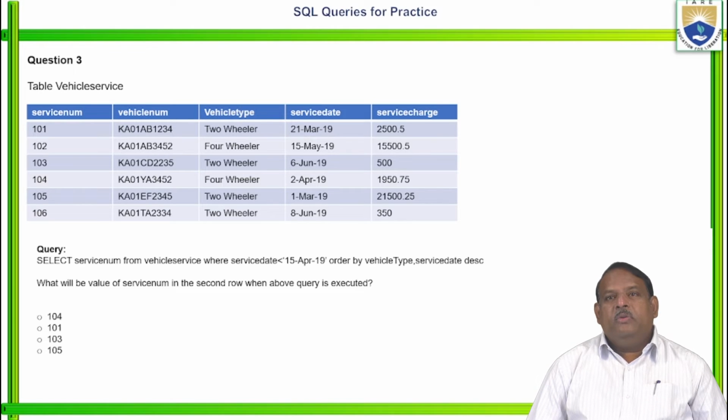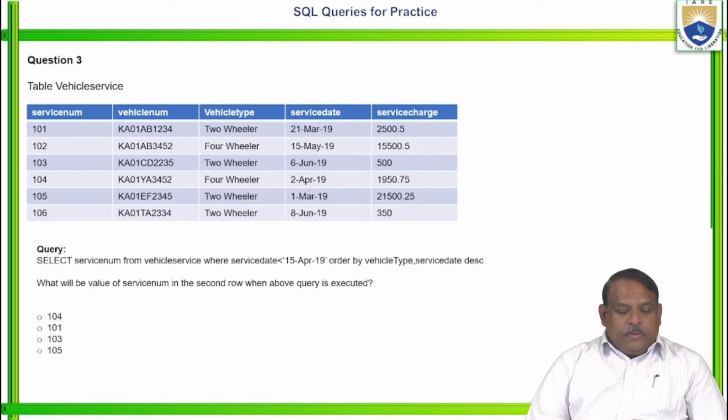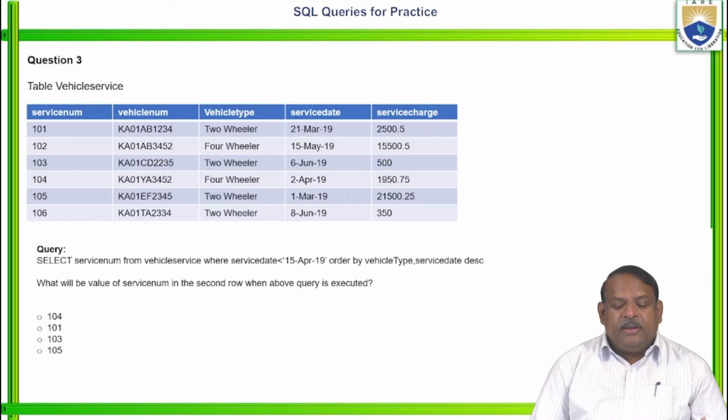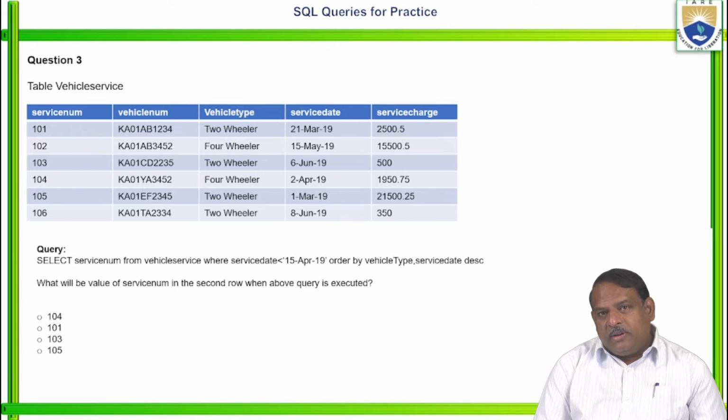For a 2-wheeler the service charge is 2500, for a 4-wheeler it is 15,000. Now this also involves a double sort. Before applying the secondary sort, first we have to reduce the number of records by filtering. Filter records less than 15th April. So those vehicles that got serviced before 15th April is the first WHERE clause, the first condition.